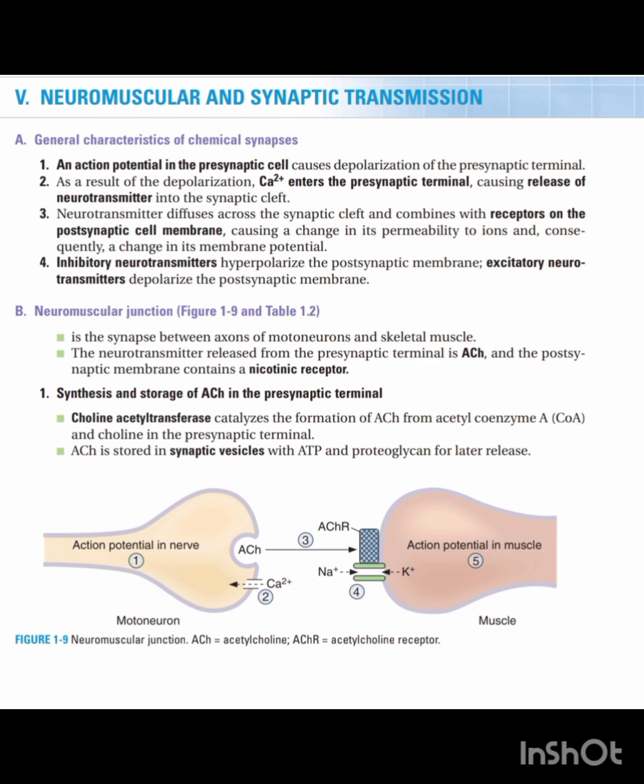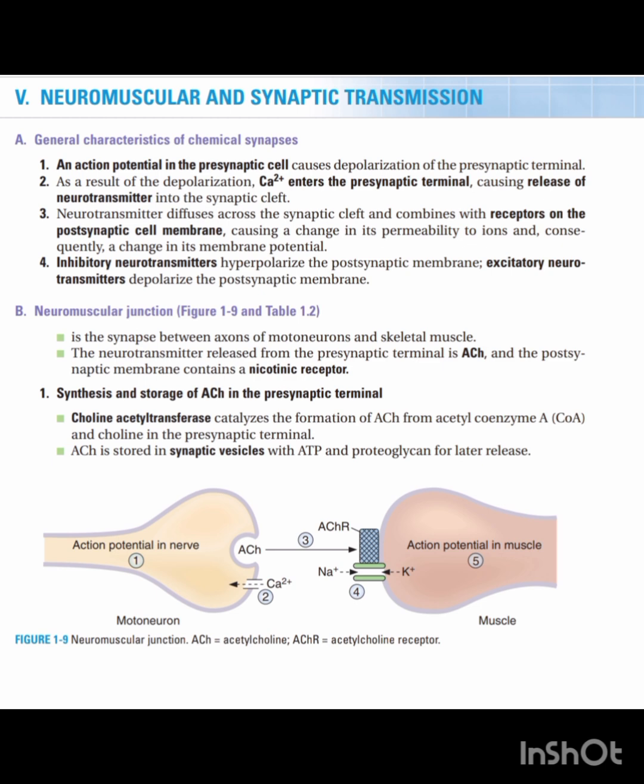And then we have the various steps of the neuromuscular transmission. And the first step is the synthesis and storage of acetylcholine in the presynaptic terminal. How is it stored? So we have an enzyme, that is the choline acetyltransferase. It catalyzes the formation of acetylcholine from acetyl coenzyme A and choline in the presynaptic terminal. So acetyl coenzyme A and choline form the acetylcholine in the presynaptic terminal with the help of the enzyme choline acetyltransferase. And then this acetylcholine is stored in the synaptic vesicles along with ATP and proteoglycan for later release.